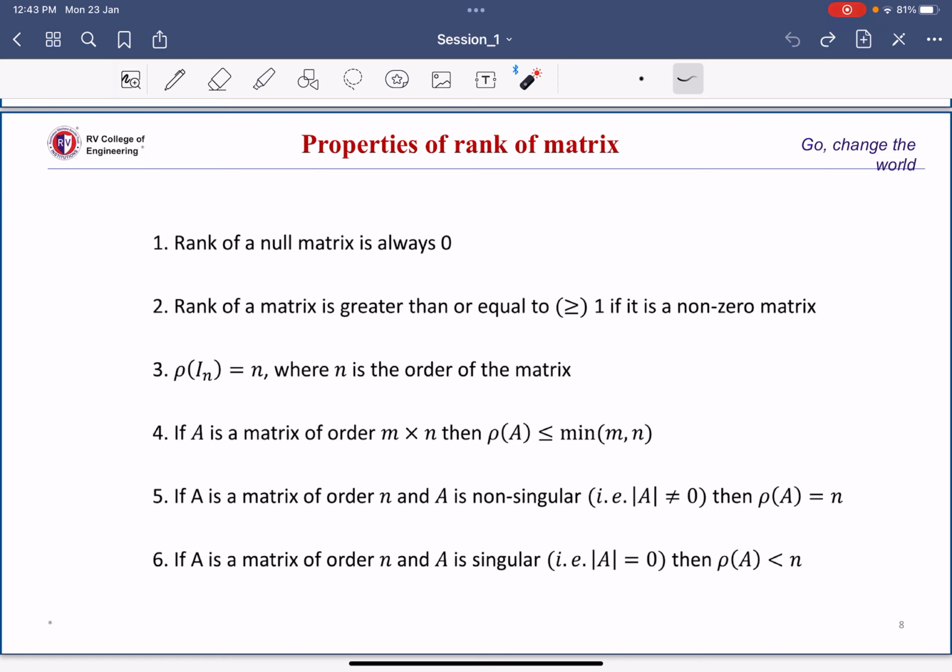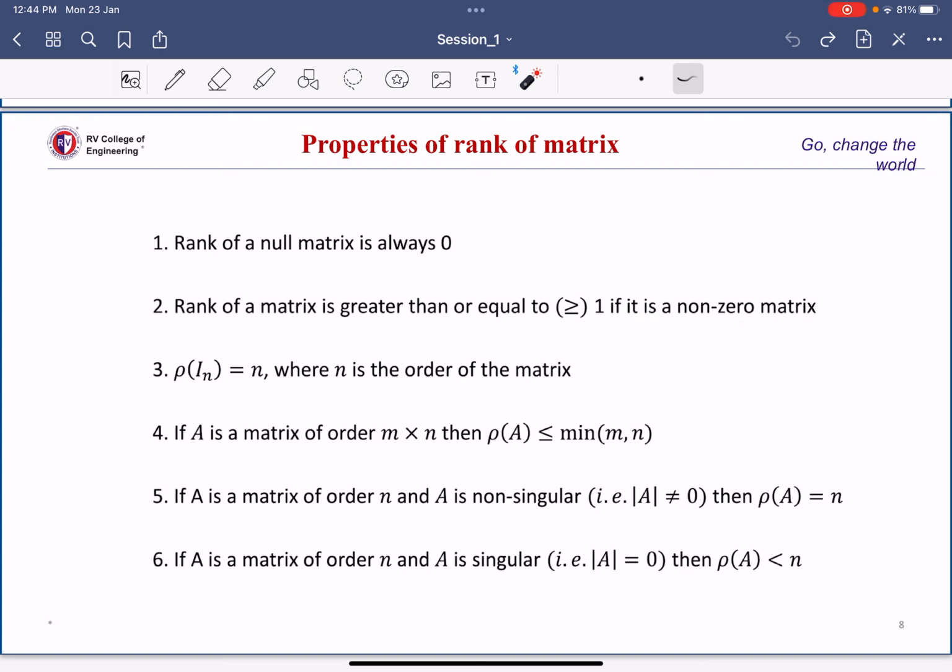The second property: rank of a matrix is greater than or equal to 1 if it is a non-zero matrix. So rank of a matrix is always greater than or equal to 1 if it is a non-zero matrix. Rank of I n, which means rank of I n, represents the identity matrix of order n.